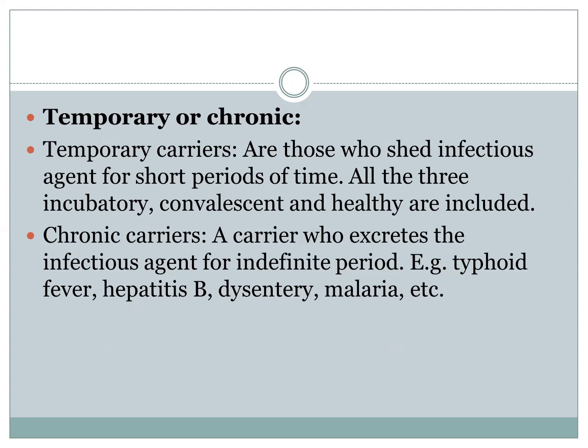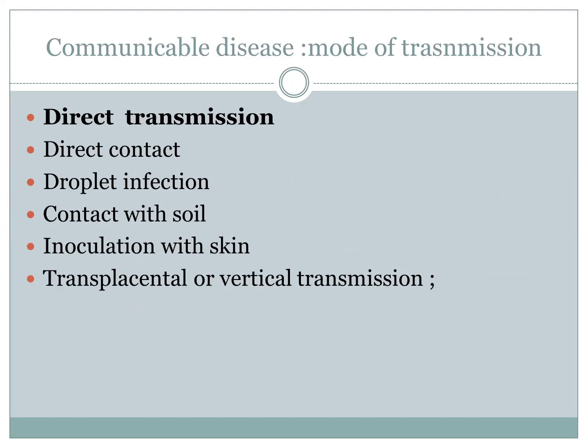Then carriers can also be defined as temporary or chronic carriers. Temporary carriers are those who shed the infectious agent for a short period of time. All the three, incubatory, convalescent, and healthy, are included. Chronic carriers are those who excrete the infectious agent for an indefinite period. For example, typhoid, hepatitis B, dysentery, malaria.